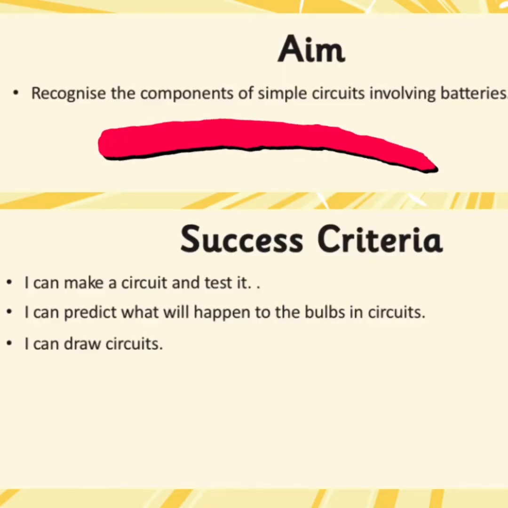The aim of this lesson is to recognize the components of simple circuits involving batteries. And the success criteria will be, after this lesson, you can make a circuit on your own and test it, and you can predict what will happen to the bulbs in the circuit, and you can draw a circuit.